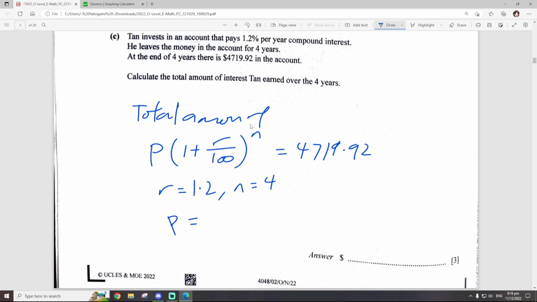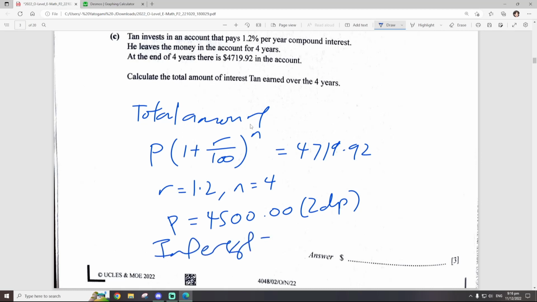Which is, once again, you'll get a very nice number, 4500.00 to 2 d.p. Alright. The interest is the final minus the principal, so it's just 219.92. Okay.